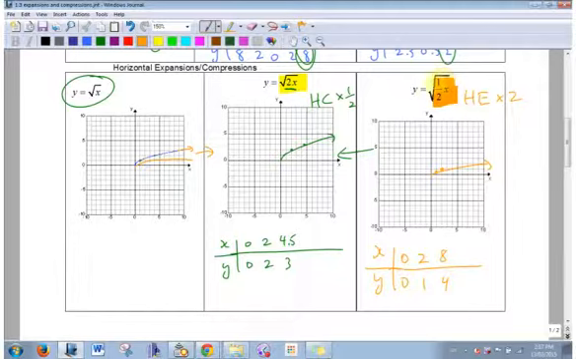Oh, sorry, the square root of 4 is 2. You don't want that there. 8 over 2 is 4, and the square root is 2. That was pretty close. That one's right there, okay? But it's definitely horizontally expanded.